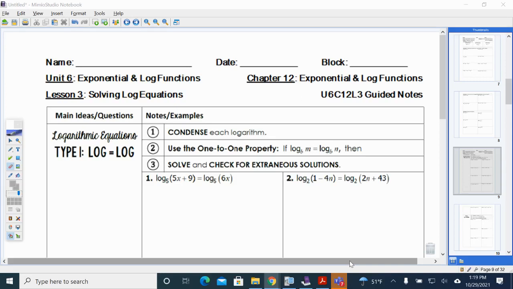This video is on Unit 6, Chapter 12, Exponential and Log Functions, Lesson number 3, Solving Logarithmic Functions. In this lesson, we're going to focus on solving logarithmic equations.